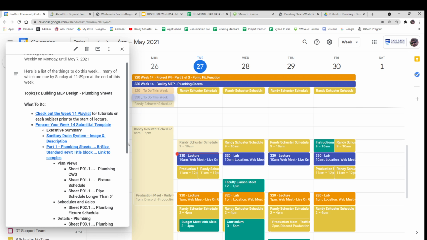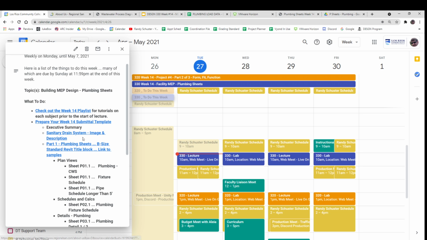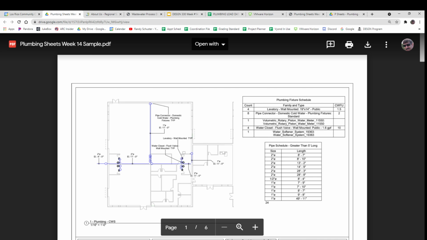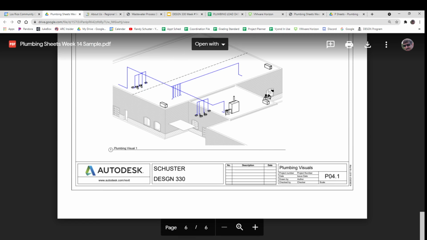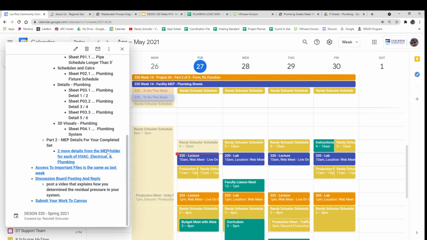We've done it in the past, but with the remote operations, things just don't quite move as fast, and we're going to focus on the cold water system. And then I've given you some plumbing sheets that will need to get done. So there's a bunch of sheets here, and that's what a system looks like. So that's what I've given to you. You've got one more set of details, one more set of mechanical, electrical, and plumbing details, and then that's it.